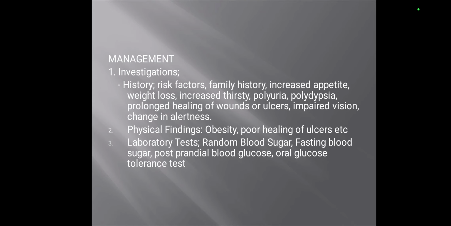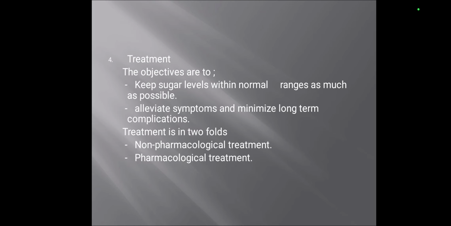If this person has obesity, poor healing of ulcers, etc., we go to a blood test. We use random blood sugars, fasting blood sugars, postprandial blood glucose, and the oral glucose tolerance test. These are the tests that we can use.